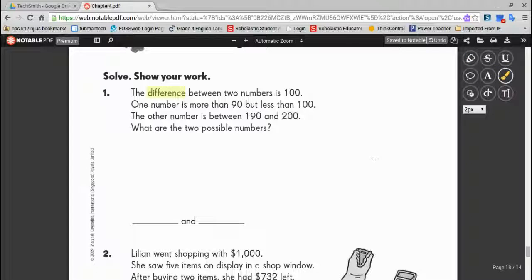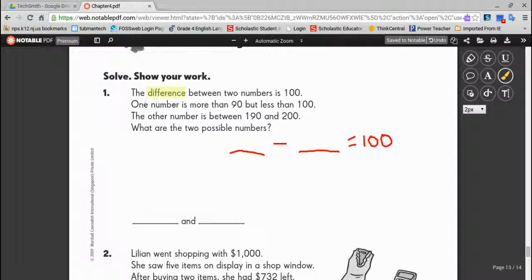So time to draw some pictures. Here's one number, and since I'm finding the difference, I know I'm subtracting. Here's my second number, and I know the difference is going to be 100. Okay, so something minus something equals 100.